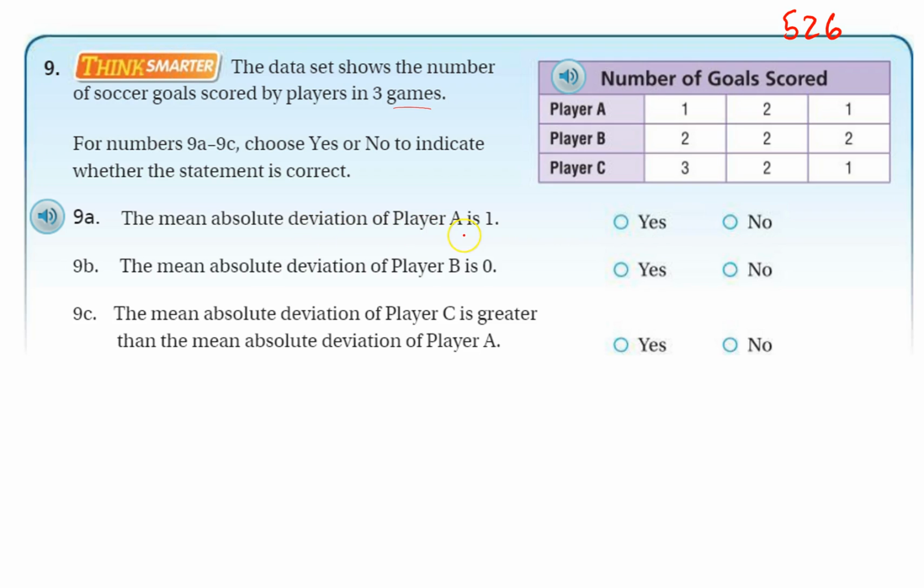The mean absolute deviation of player A is 1. Well, let's see what it is. 1, 2, 3, 4. And there were 3 games. So the mean: denominator into the numerator. Add a decimal, add a 0. 3 goes into 10 3 times. That's going to repeat. So it's 1.33 repeating.